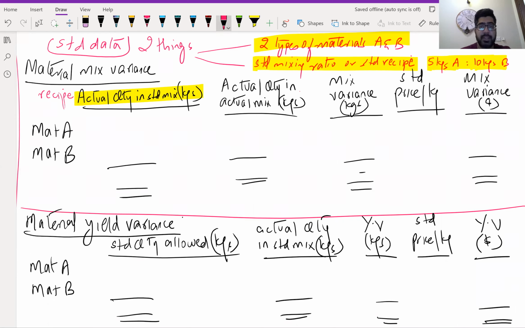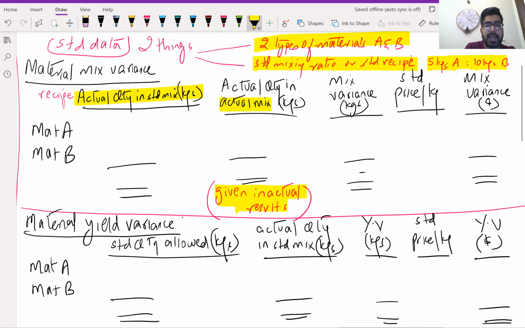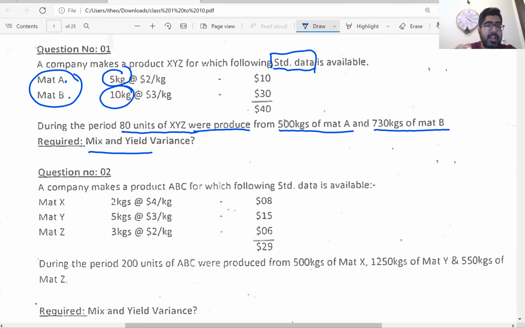Now let's start. This actual quantity in actual mix, I've told you, is always given in actual results. You should start from column number 2. Actual quantity in actual mix means what you have actually mixed. That's always given in actual results. So you just need to go to the question and go to actual results. This is the standard results, you don't have to see this.